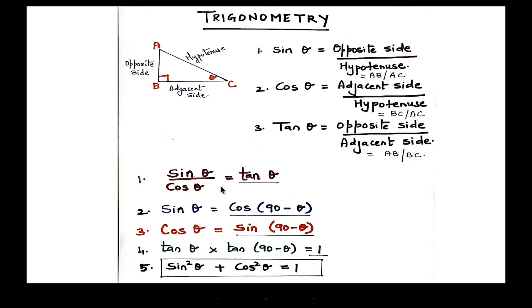We have also studied the relation: sin theta upon cos theta is equal to tan theta. Sin theta is cos of 90 minus theta. Cos theta is sin of 90 minus theta. Tan theta multiplied by tan of 90 minus theta is equal to 1. And the identity you have already studied is sin square theta plus cos square theta is equal to 1.